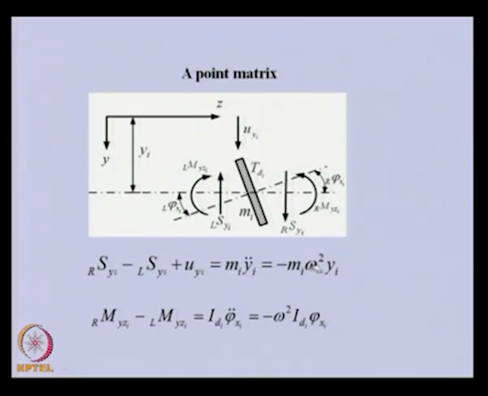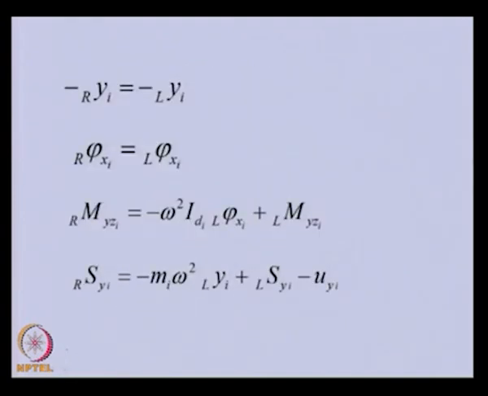Similarly, the moment equation, you can see this moment which is in the positive direction, this is in the negative direction opposite to the previous one, is equal to the rotary inertia I_d, the diametral mass moment of inertia, into angular acceleration about the x axis. So, for simple harmonic motion, we can write this like this. So, these are the shear force and bending moment, moment and force balance.